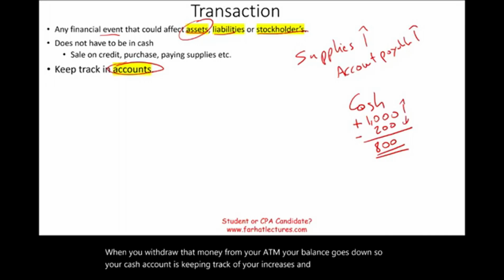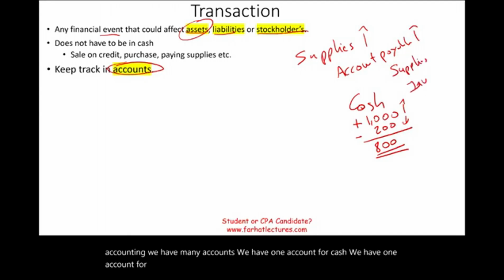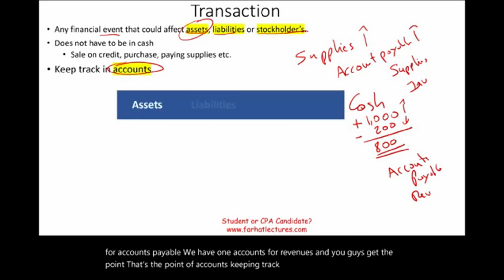Now in accounting, we have many accounts. We have one account for cash. We have one account for supplies. We have one account for inventory. We have one account for accounts payable. We have one account for revenues, and you guys get the point. That's the point of accounts, keeping track of changes in your account.